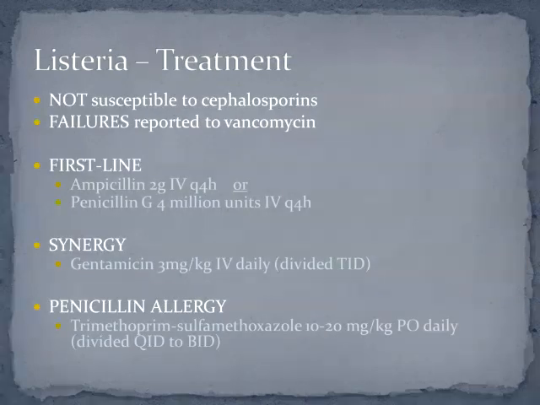So, treatment. Listeria is not susceptible to cephalosporins, and there are failures with vancomycin. And so the first line is either ampicillin or penicillin. And then with a confirmed diagnosis, gentamicin can be added for synergistic effect. In this patient's case, he was treated with both ampicillin and gentamicin. If there's an allergy, then ceftriaxone can be used.